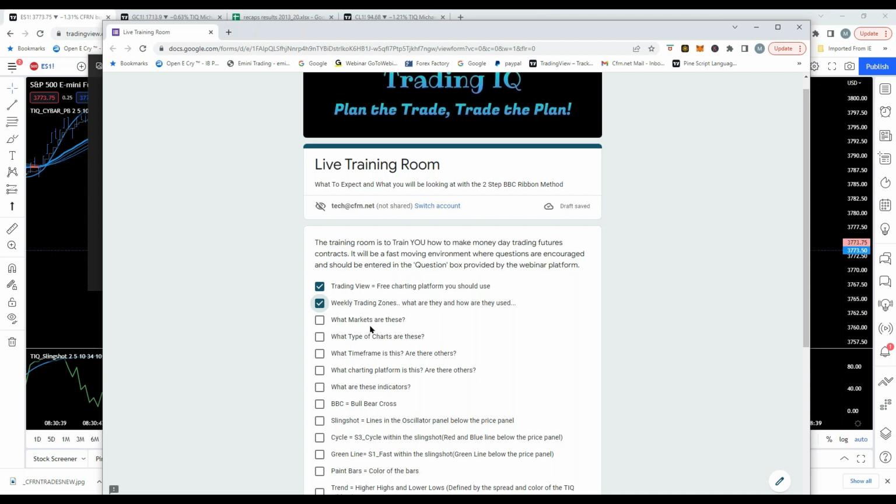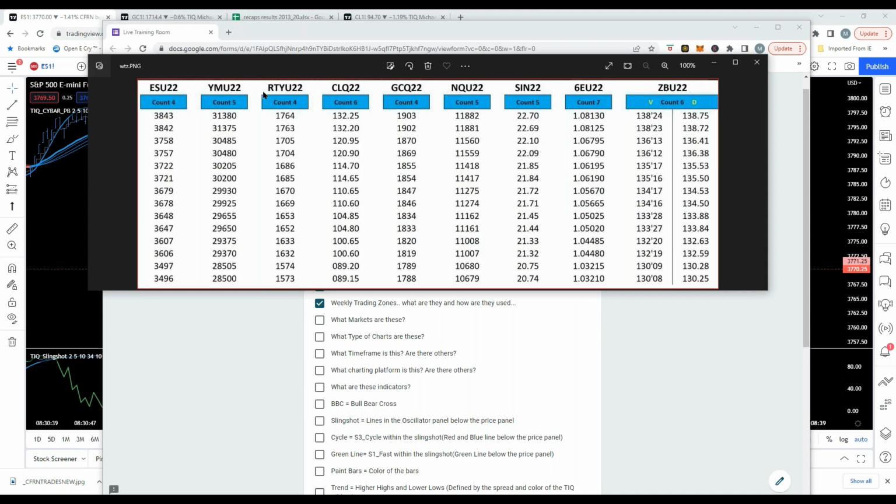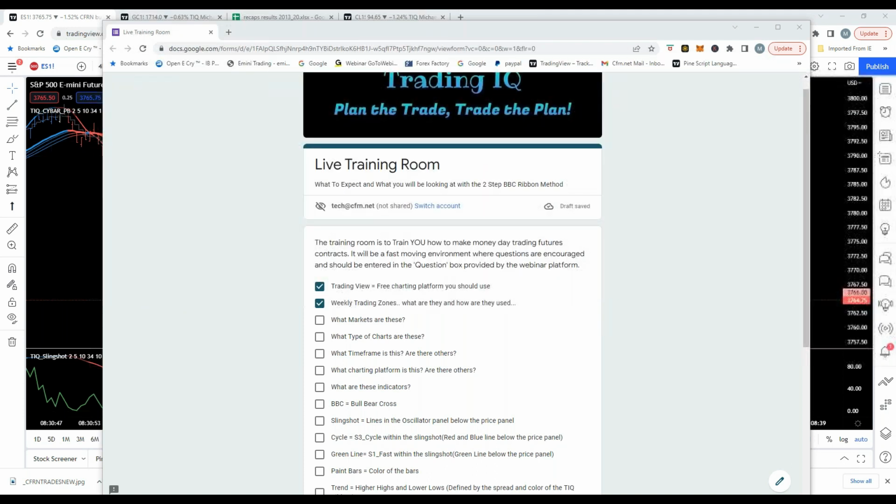Now the next, what markets are these? Well, the primary markets that I trade, you can see on the weekly trading zone example that there are 9 different markets here. This is the mini S&P, the Dow, the Russell, the crude oil, the gold, the NQ, silver, the euro, and the 30-year bonds. Those are the markets that are in the zones.